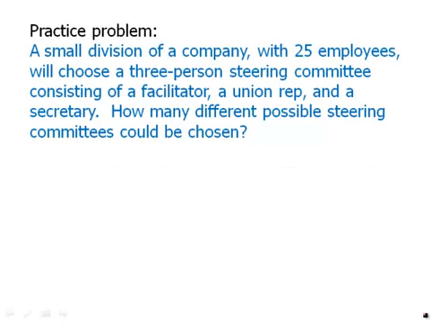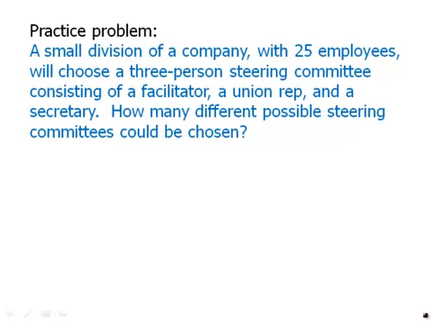Here's a practice problem. Pause the video, and then we'll talk about this. Okay. A small division of a company with 25 employees will choose a 3-person steering committee consisting of a facilitator, a union rep, and a secretary. So it sounds like 3 different jobs for 3 different people. How many different possible steering committees could be chosen?